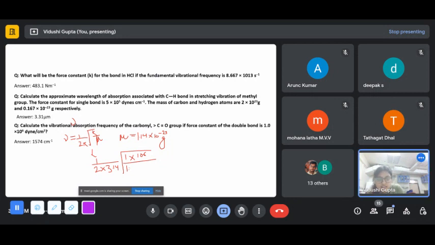What was the answer? 1687.32 centimeter, and it will be 1574 centimeter inverse. Like this. So this will be the value after solving this. So the value comes out to be 1574 centimeter inverse.